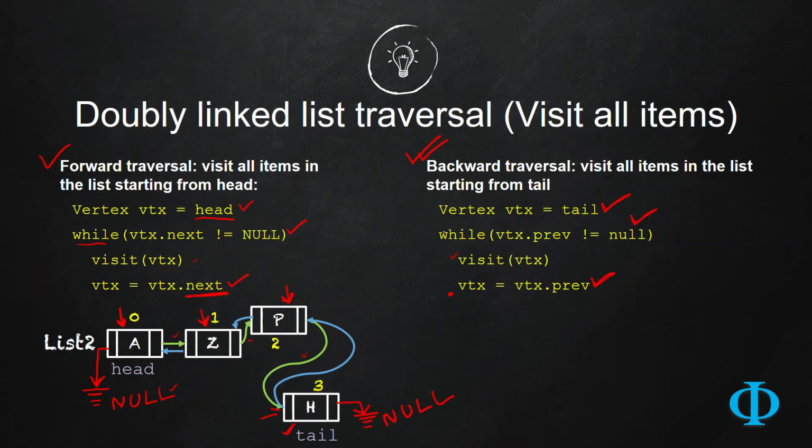So everything in both cases is the same. The entire algorithm is similar, just the initialization differs. In case of forward traversal, it is initialized from head, whereas in the backward traversal it is initialized from tail. And in forward traversal it makes use of the next link, whereas in the backward traversal it makes use of the previous link.